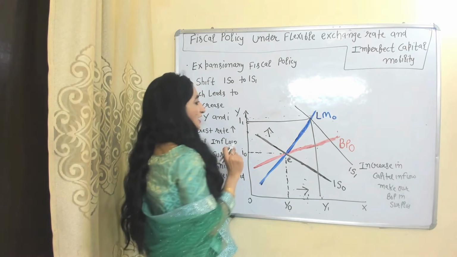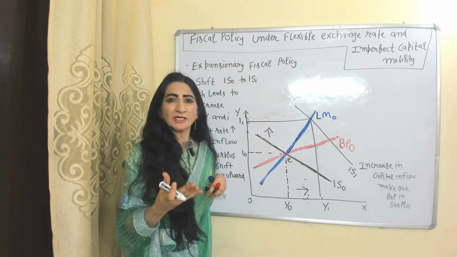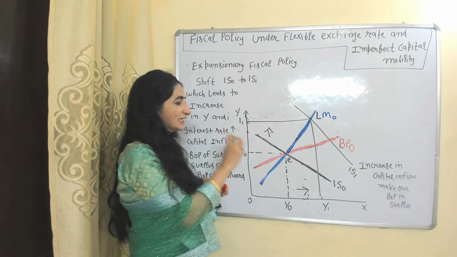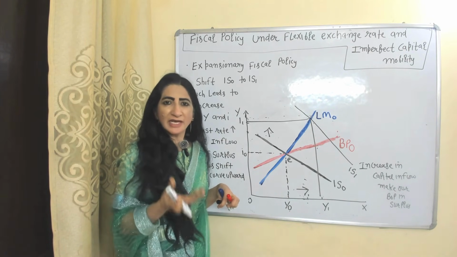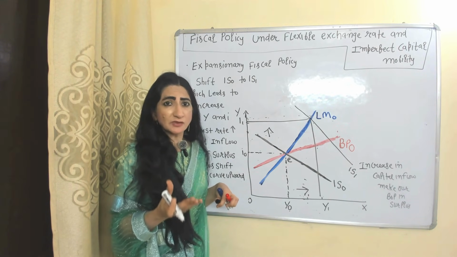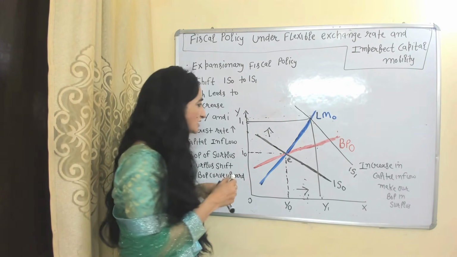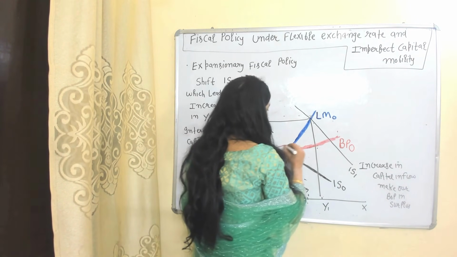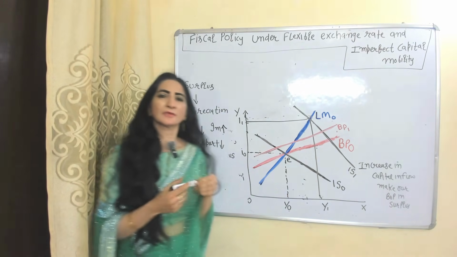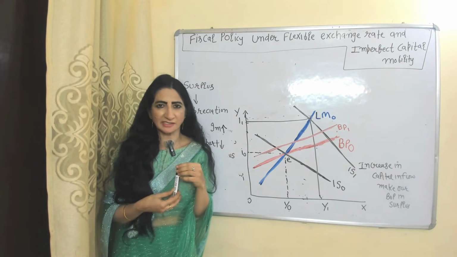Increase in interest rate increases foreign investment in our country. As foreign investment increases, that means capital inflow increases in our country, and an increase in capital inflow makes our balance of payment surplus, and due to the surplus balance of payment, our balance of payment curve shifts upward. So this is our new balance of payment curve BP1. Surplus balance of payment leads to appreciation in currency.